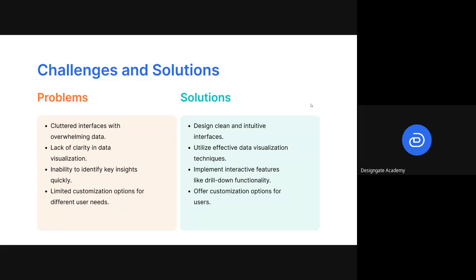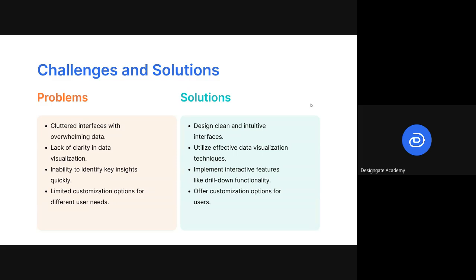Okay, lack of clarity in data visualization. For this particular one, you can proceed towards utilizing effective data visualization techniques to solve it. So maybe if you are using a bar graph and you notice that it's not really communicating well, you could go to a pie chart. Anything that will give the user insight by them just looking at the dashboard without having to spend so much time. You also have inability to identify key insights quickly, which is what I just mentioned. So for this, you can implement interactive features like drill down functionalities.